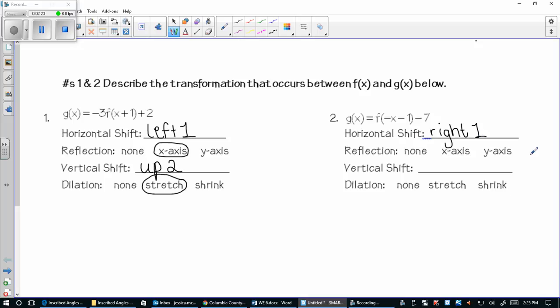Reflection, again, we're looking for a negative. We do have a negative, and this time it's attached to the x, so that means it's a y-axis reflection. Vertical shift, again, we're looking for something being added or subtracted, not inside of the parentheses. So this negative 7 tells us it's going down 7. And then dilation, again, we're looking for a coefficient. There's no coefficient out in front, so that is going to be none.